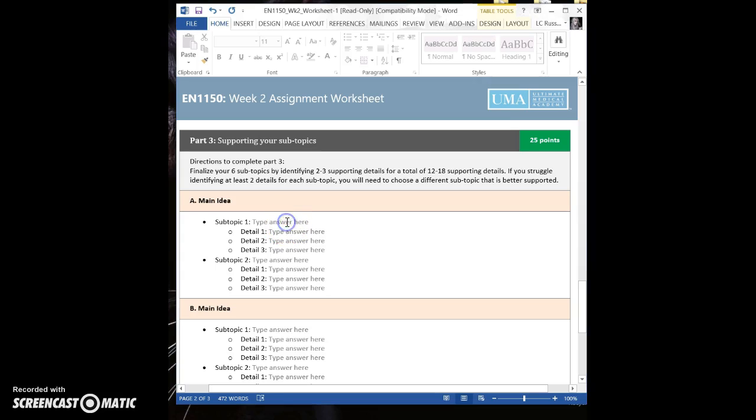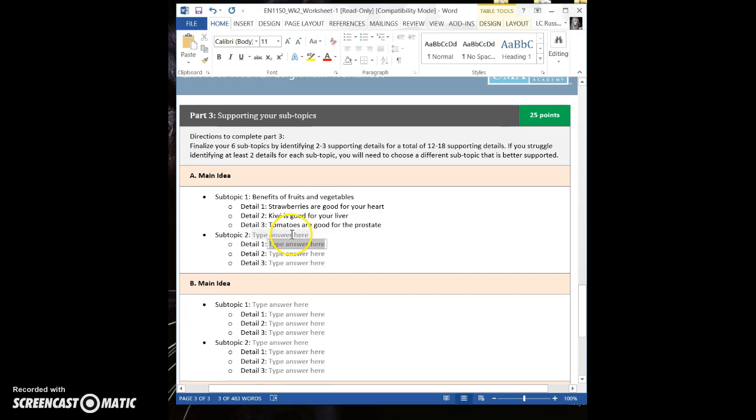Our subtopic then, under healthy foods, the subtopic was benefits of fruits and vegetables. Remember, we had that at the top. Now we're going to narrow that down a little bit more and maybe say something about those. How about strawberries are good for your heart? Let's say another thing. Maybe kiwi is good for your liver. Or a third one might be tomatoes are good for the prostate. Okay? These are all things that geriatric patients and the elderly might need to know.